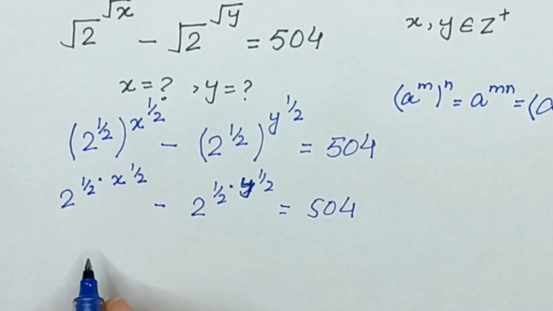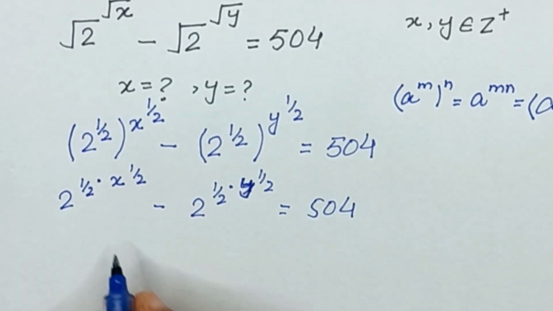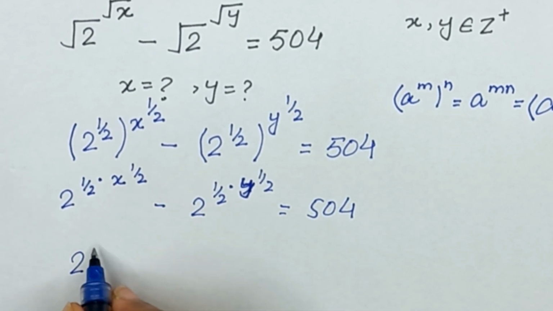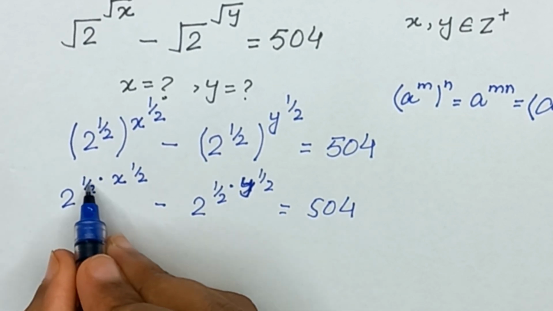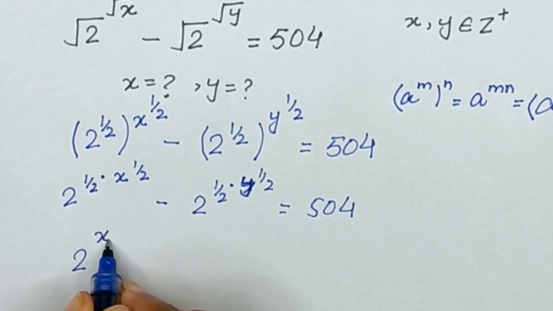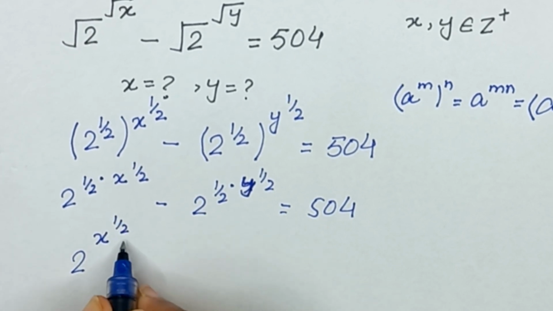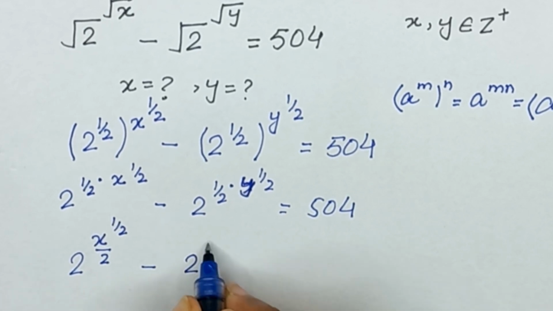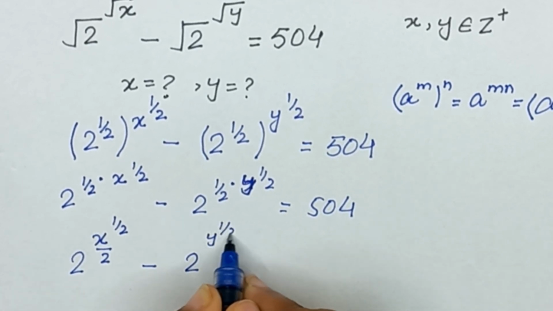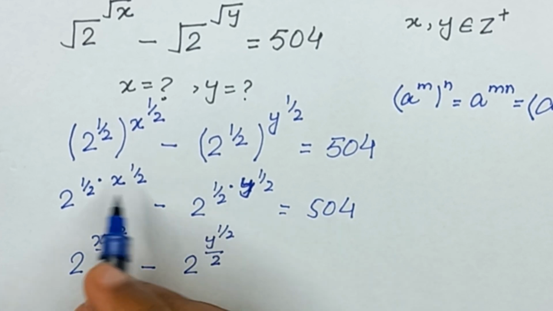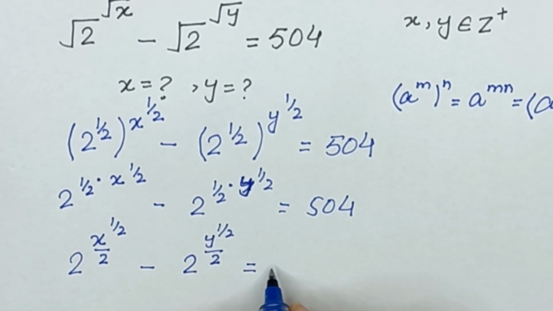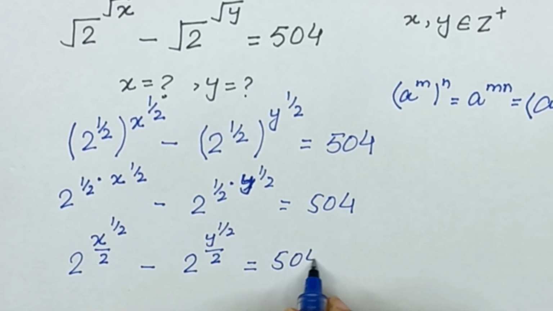So it can be written as 2 raised to the power, this and this will be multiplied, so it will become x raised to the power 1 divided by 2 divided by 2 minus, it will become y raised to the power 1 divided by 2 divided by 2. 1 into x raised to the power 1 divided by 2 is x raised to the power 1 divided by 2, and this divided by 2, and it is equal to 504.